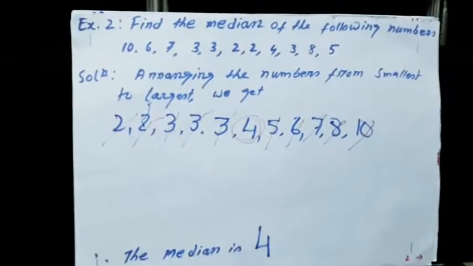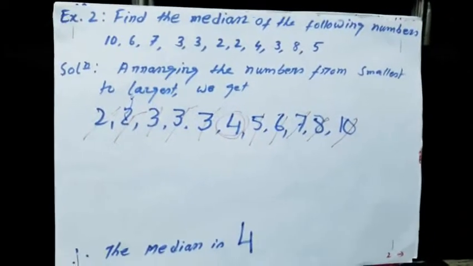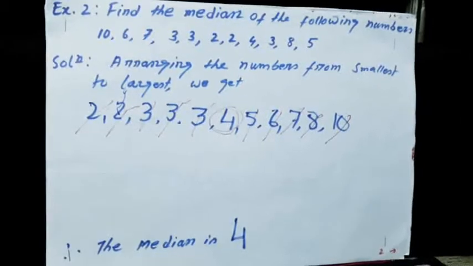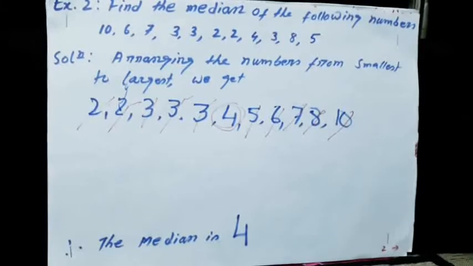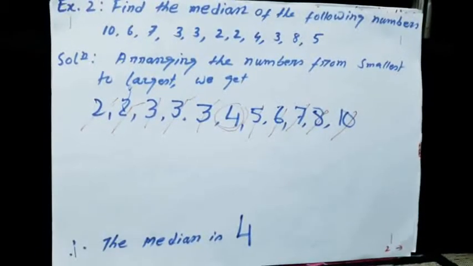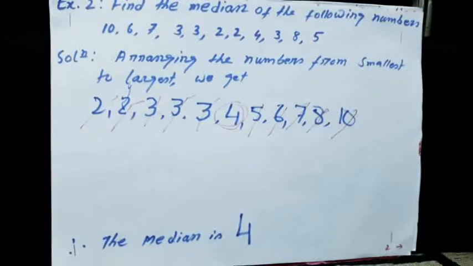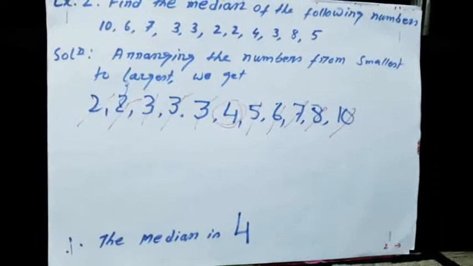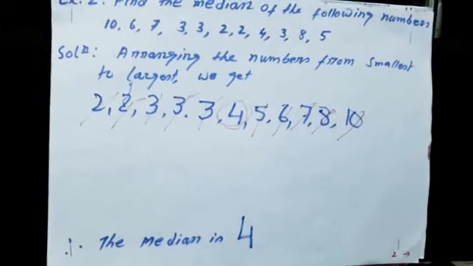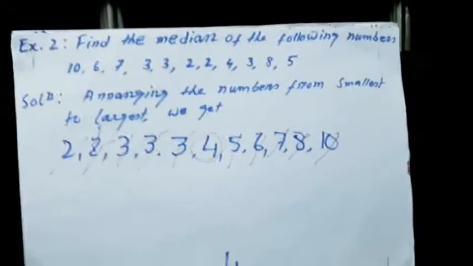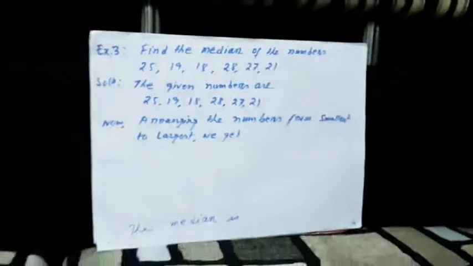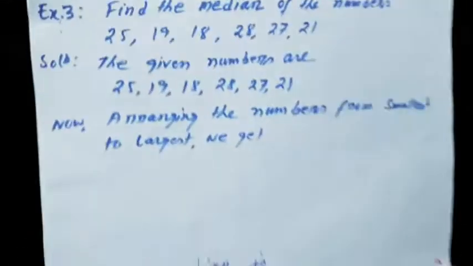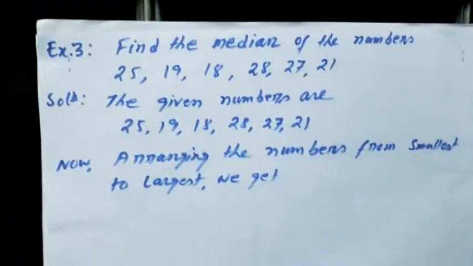Okay, now understood what I have done? I have arranged the numbers from smallest to largest, then we cancel from both sides one by one until we reach the middlemost value, and that is the median. Similarly, we have another example. Here we will see how to calculate the median.